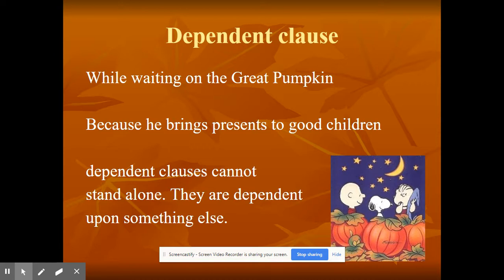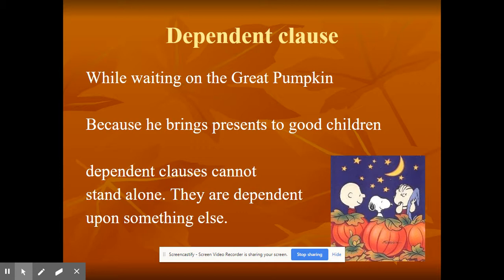So, for example, it says, "while waiting on the great pumpkin," and then the sentence kind of stops there. So I know that that's not a complete sentence or a complete thought. So I know it has to depend on another part of a sentence in order to make that a complete thought. Another example would be "because he brings presents to good children." So there's no subject. I know that someone's bringing presents, but there's no subject. So if I went up to someone and told someone that, it wouldn't make sense. So again, it's depending on another part of the sentence. That way, it makes a complete sentence.